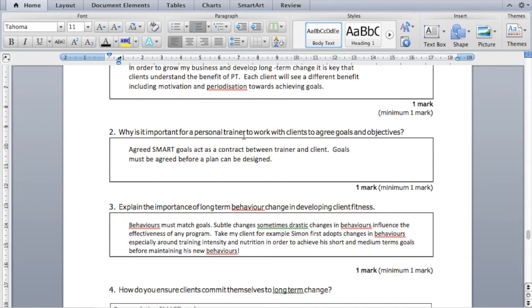Why is it important for a personal trainer to work with clients to agree goals and objectives? So I've given the answer here of agreed SMART goals act as a contract between the trainer and the client. Goals must be agreed before a plan can be designed.